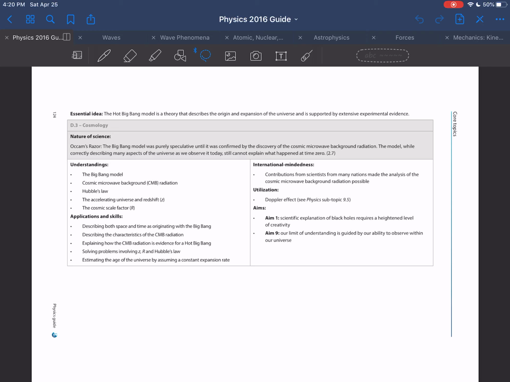Hello everyone. In this video, we will continue our study of topic D.3 cosmology, and in particular, we will begin to examine Hubble's law, the concept of redshift, and how it applies to the Big Bang model.